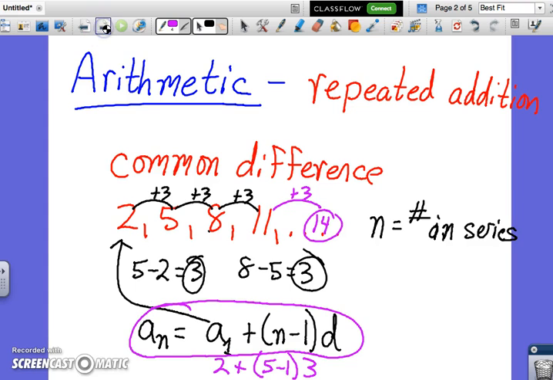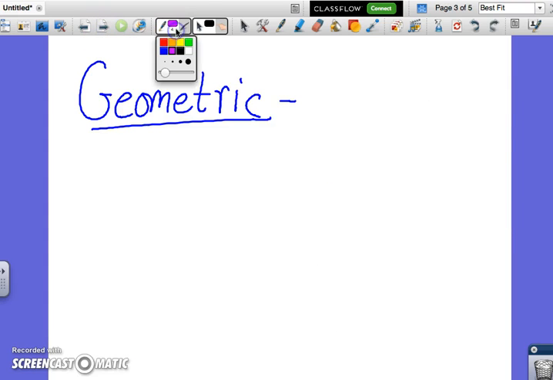Well, guess what? If there's one for an arithmetic sequence, yes, you guessed it, there has to be one for a geometric sequence. So looking at geometric sequences, remember, a geometric sequence is one with repeated multiplication. Whoa, which Maxwell can't spell right now.